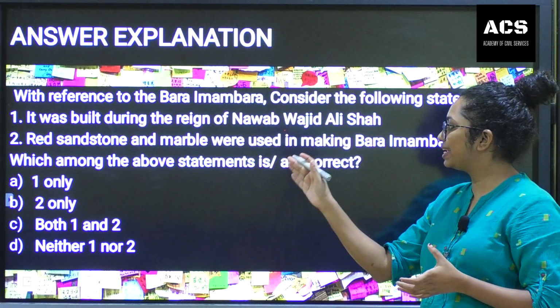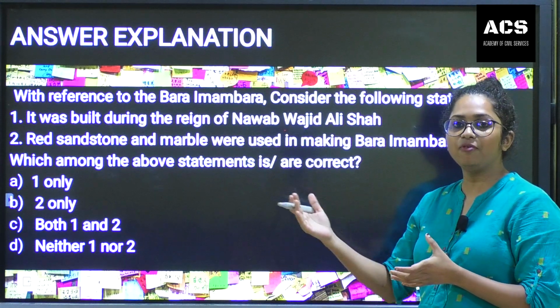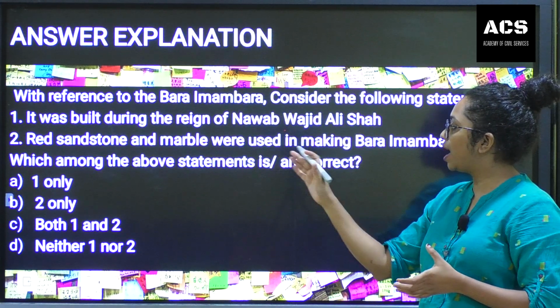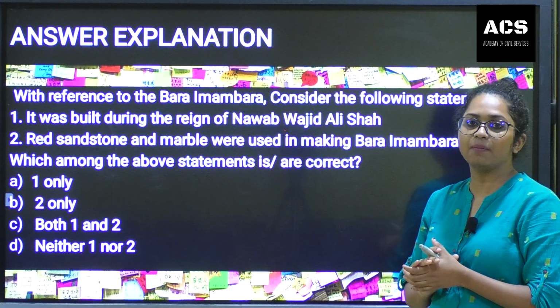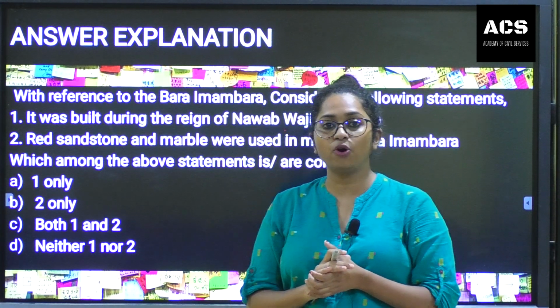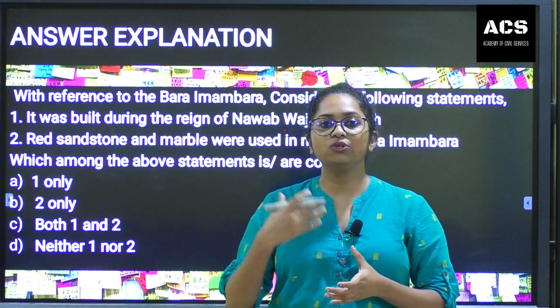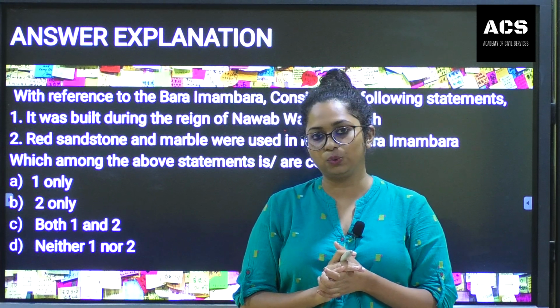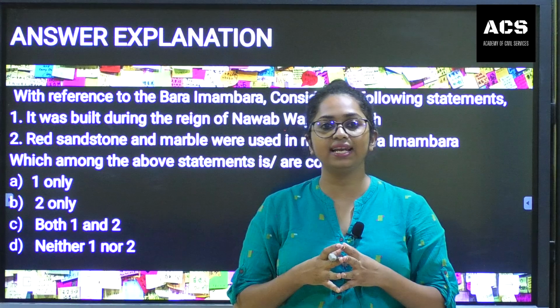Now coming to the second statement, which is inspired from a previous year question of UPSC: red sandstone and marble were used in making Bara Imam Bara. Lucknow bricks and limestone were used for making the Bara Imam Bara. So the correct answer is option D, neither 1 nor 2. So how many of you have got the correct answer?